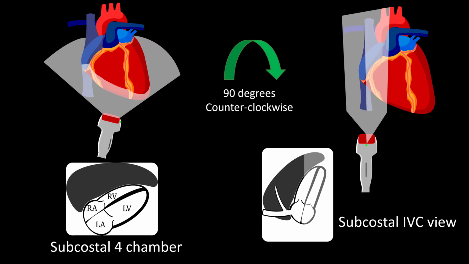It is critical to understand that measurements cannot be performed in this view because there are no landmarks that can be used to avoid foreshortening of the cavities. Similarly, Doppler views are very hard to obtain, except for the RV outflow tract VTI, which is seen in a more advanced view.